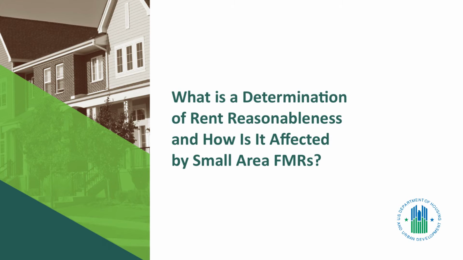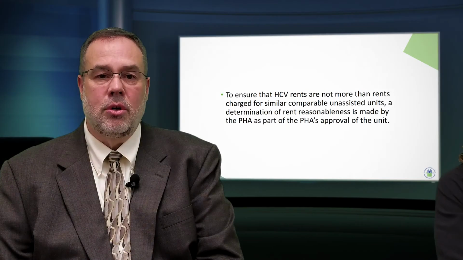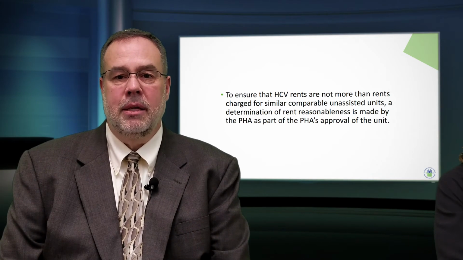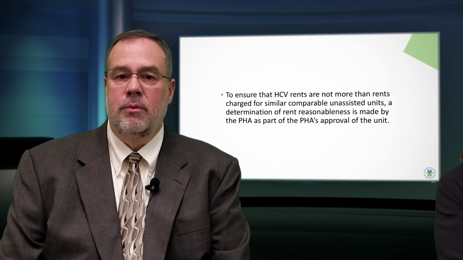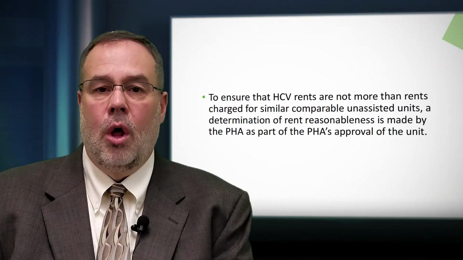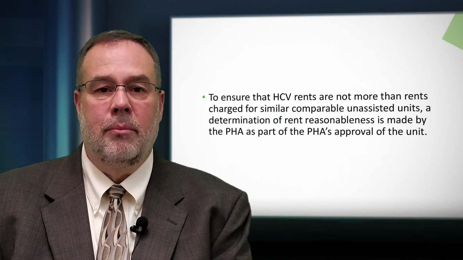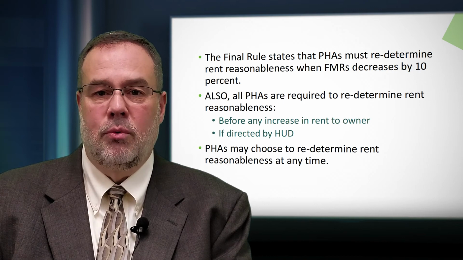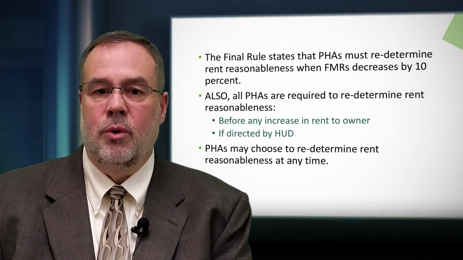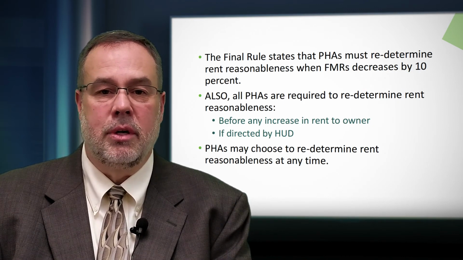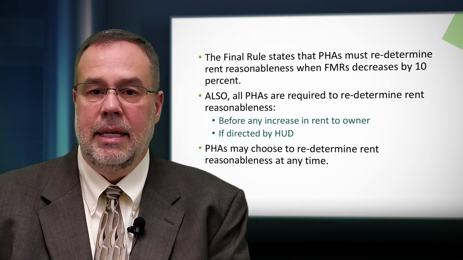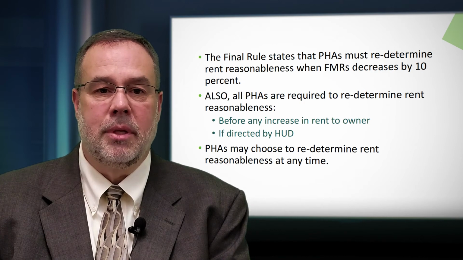To ensure that HCV rents are not more than rents charged for similar unassisted units, a determination of rent reasonableness is made by PHAs as a part of the PHA's approval of the unit. All units assisted under the HCV program must meet rent reasonableness standards as determined by PHAs. The final small area FMR rule makes changes to rent reasonableness requirements that apply to all PHAs administering the HCV program, regardless of whether the PHA operates in an area where small area FMRs have been adopted.